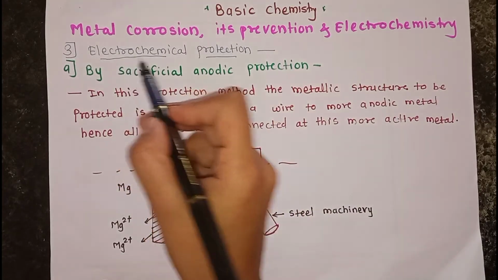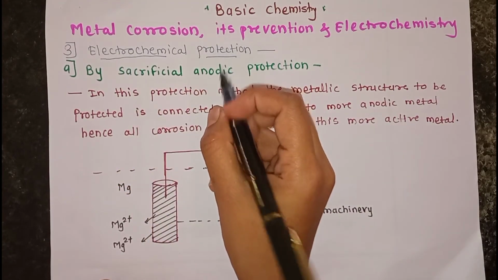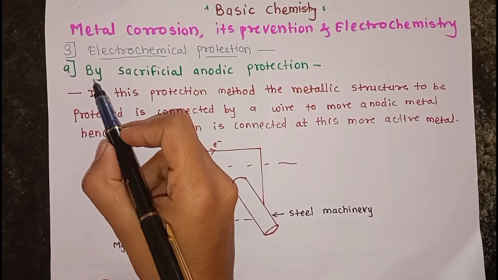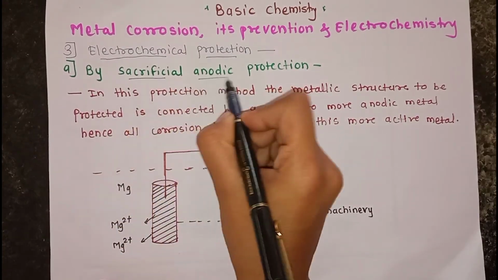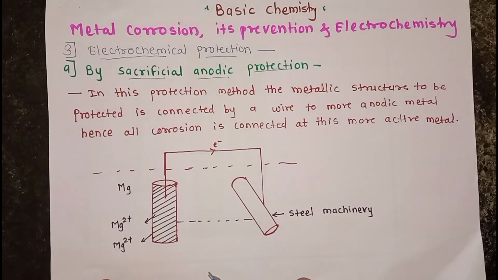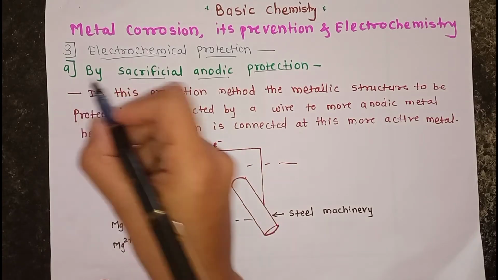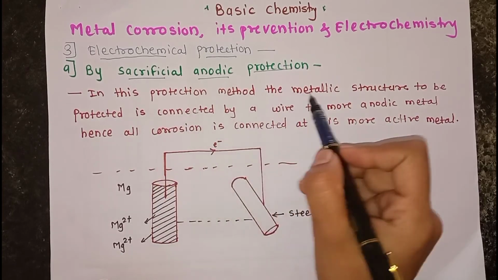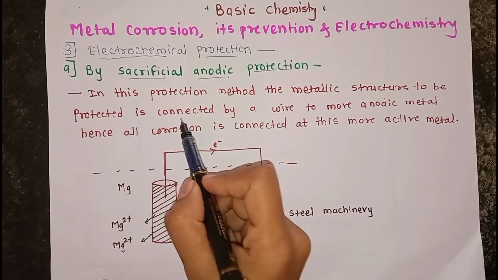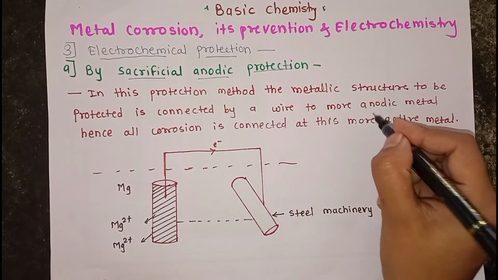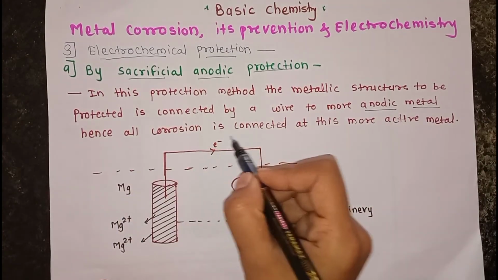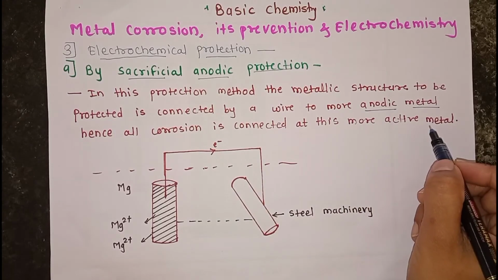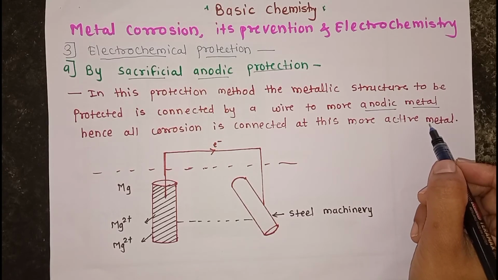Let's discuss. This electrochemical protection is carried out in 2 ways. The first way is sacrificial anodic protection, and the second method is impressed current cathodic protection. Let's discuss the first method, sacrificial anodic protection. In this protection method, the metallic structure to be protected is connected by a wire to a more anodic metal. Hence, all the corrosion is concentrated at this more active metal, and the less active metal acts as a cathode and becomes protected.